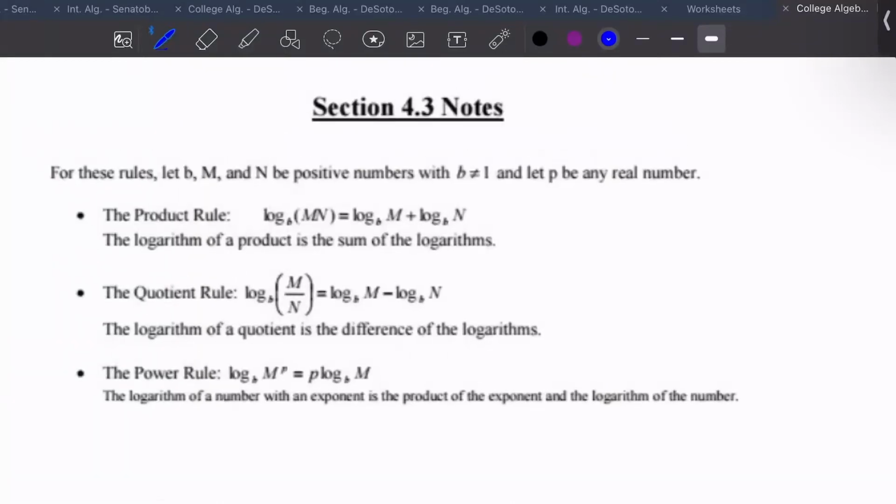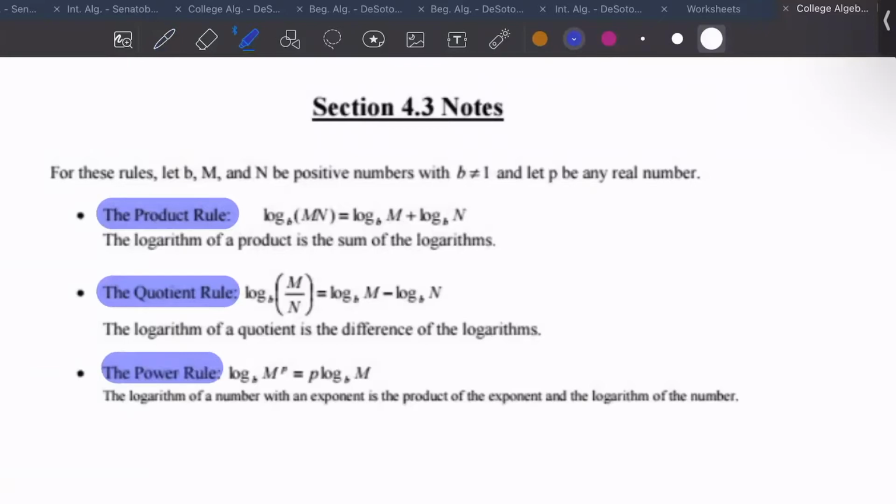All right, this is section 4.3. We're still talking about logs, and we're going to go over some rules that we have with logs, okay? So we have the product rule, quotient rule, and power rule. We have these with just normal non-logs, I guess you could say, as well, where we have adding exponents, subtracting exponents, multiplying our exponents. And we're basically just going to do that same thing here.